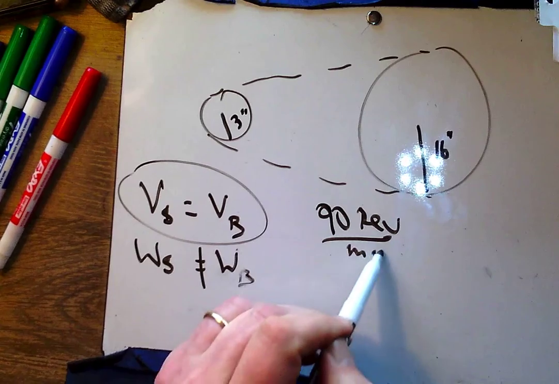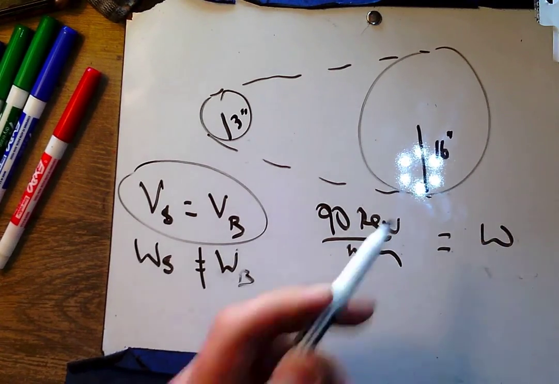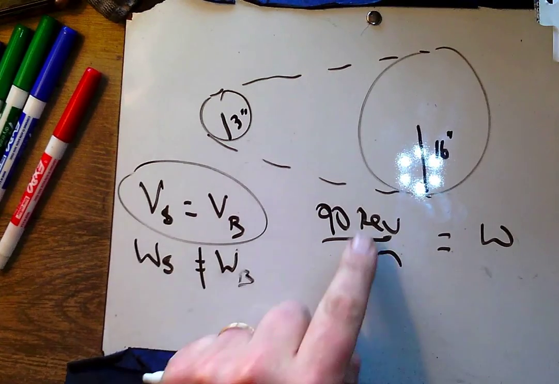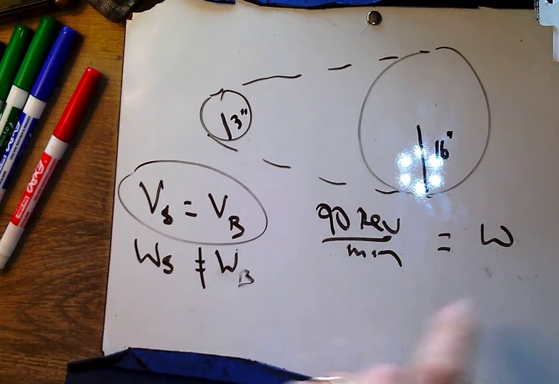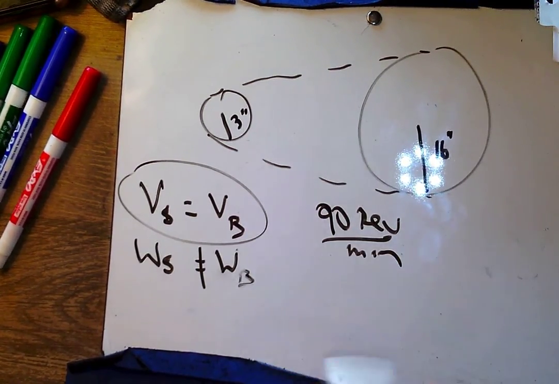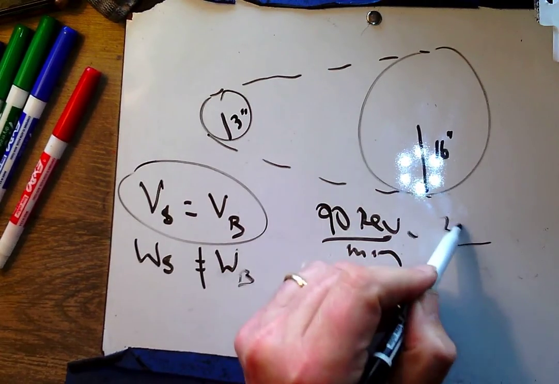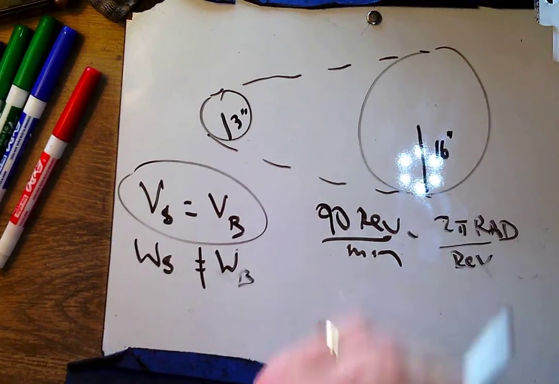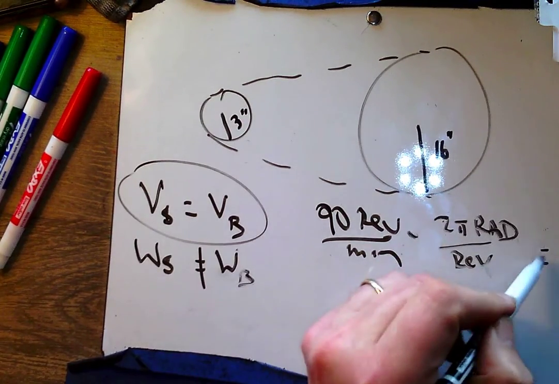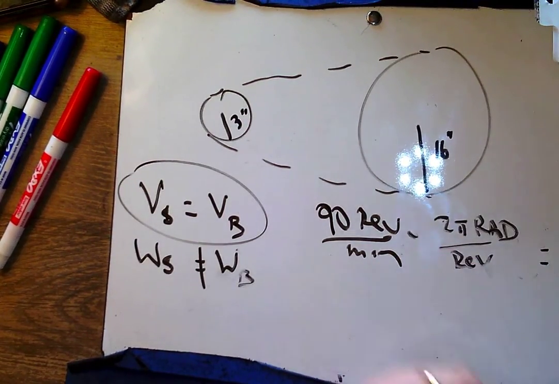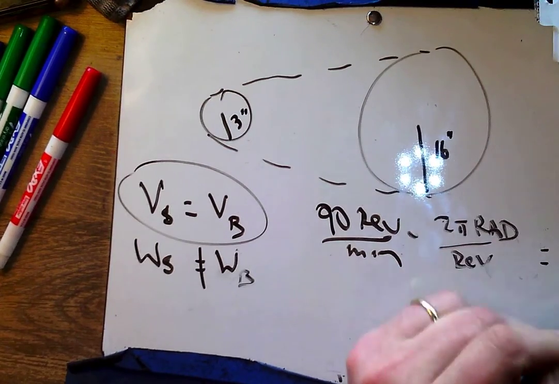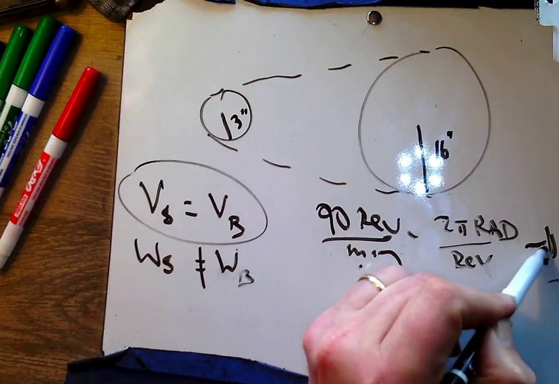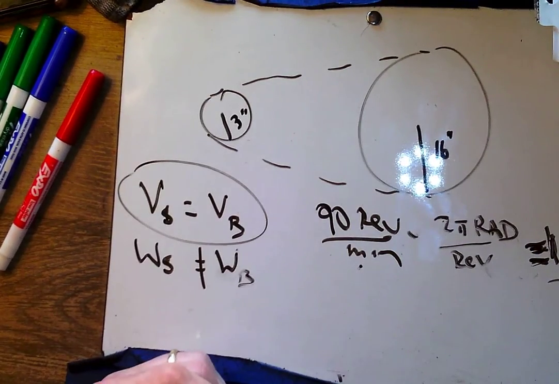revolutions per minute. So I'm tempted to say that's my angular velocity, except why isn't it? Well, it's in revolutions. And I know that this omega always has to be in radians. So don't forget to convert. And so I'm going to end up with 180 pi radians per minute.